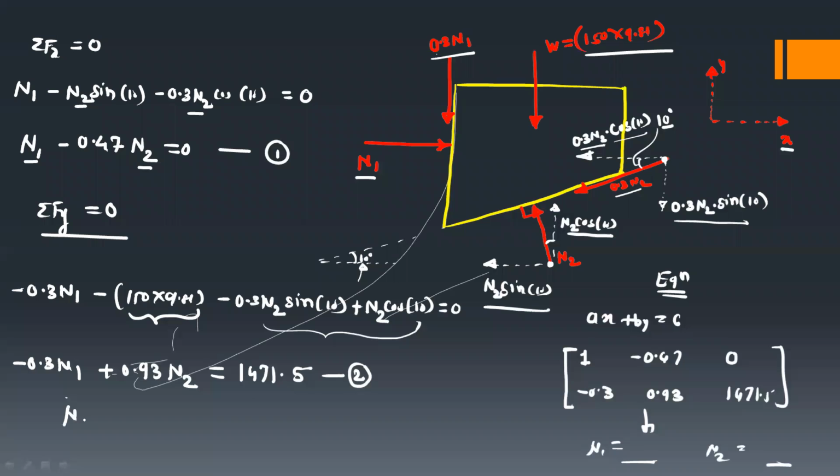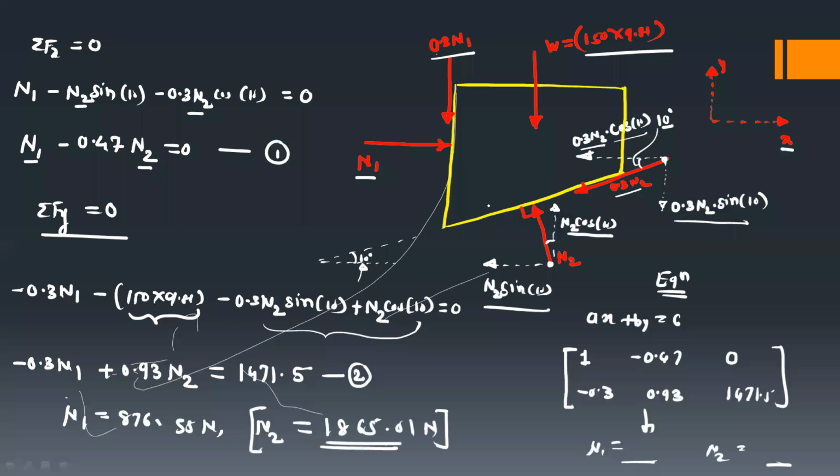So you will get the value N1 equal to 876.55 Newton, and N2 equal to 1865.01 Newton. So actually we need this value because this is the common value for the block and the wedge. Okay, now consider the second free body diagram, that is for the wedge.